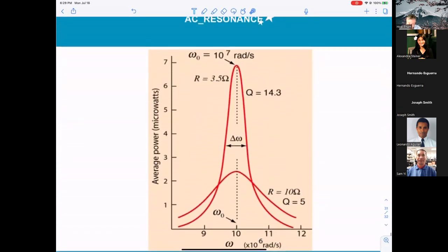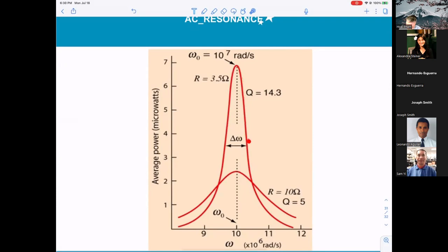Another one. Basically, the resonant frequency is right here. Q is higher, 14.3. And this is lower, Q equals 5. So that is a narrow band. This is a wide band. If you calculate the bandwidth, this is a narrow band. This is a wide band.